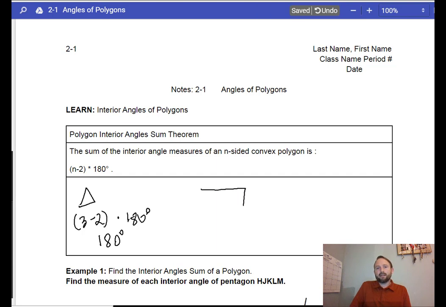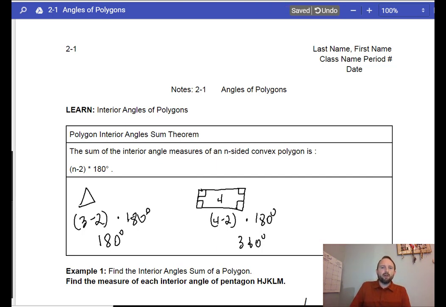So what if we had a rectangle? Well, how many sides is that? That's 4 sides. So 4 minus 2 is 2, and then times 180. If you do 180 twice, that's 360. Let's see if that makes sense. If we have a square or a rectangle, each of the angles is worth 90 degrees. 90 times 4 is 360.